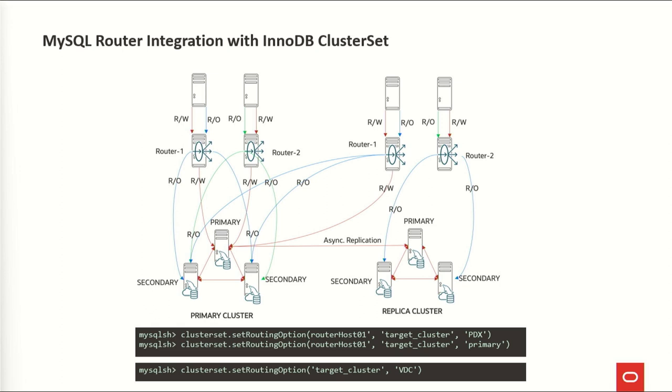This one is how to set it. Basically, if the target cluster is specific, then it won't go to the primary. It will go to this particular specific InnoDB cluster within the InnoDB cluster set. If the target cluster is primary, it will always follow the primary cluster. If the primary cluster switches, then the connection will also be switched. So these two commands are basically to change the configuration on particular routers, and this one is to change configurations globally on every router.